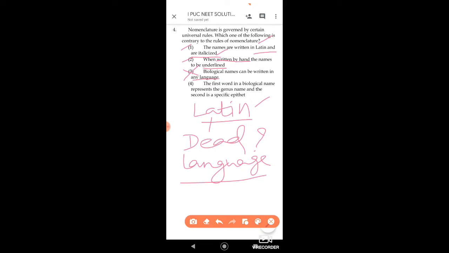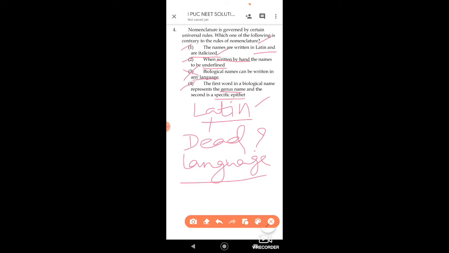That's where Latin is referred to as a dead language, and it is considered for deriving the scientific names. So it is wrong. Option 3 is absolutely a wrong statement. Then fourth option, the first word in a biological name represents the genus name and the second is specific epithet. Yes, always remember, the first name is the genus name and the second one is the species name, or specific epithet. So this is also the correct statement.